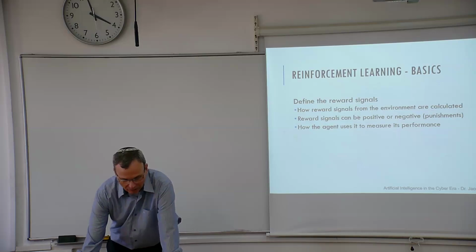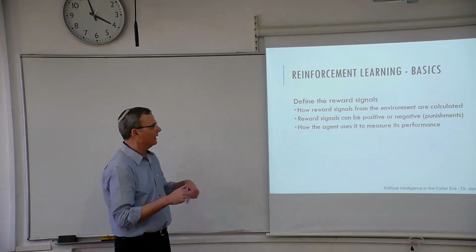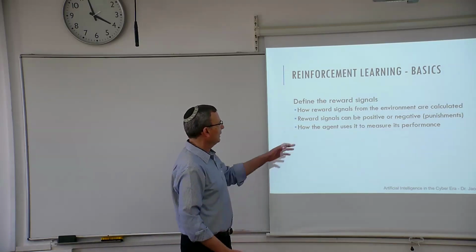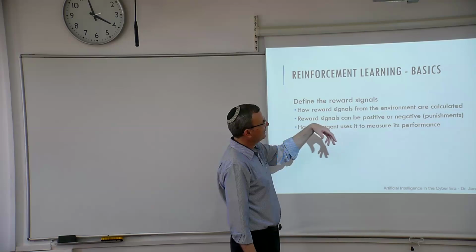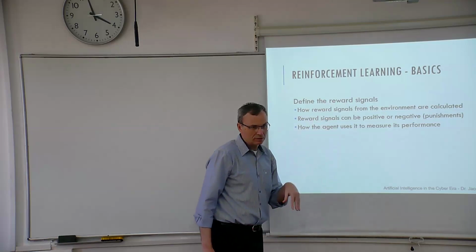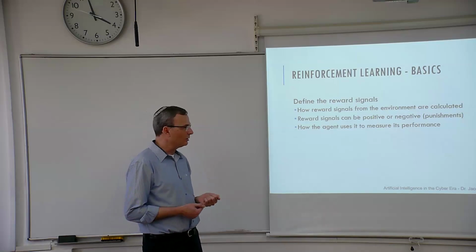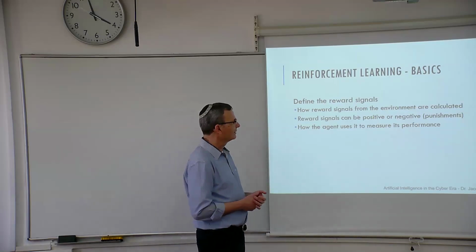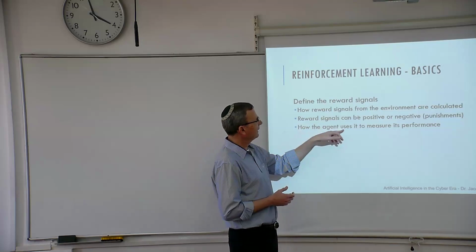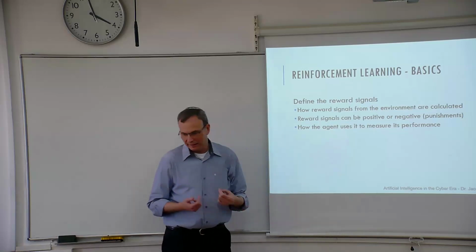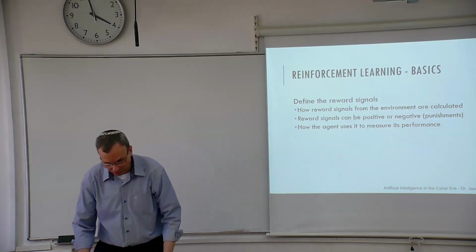Now, we also need to define the reward signals, meaning how reward signals from the environment are calculated and affect the behavior of the robots. The reward signals can be either positive or also negative, meaning I can give chocolates, but I can also use a stick to give some punishment. And the agent needs to measure its performance, meaning, am I doing well or not?